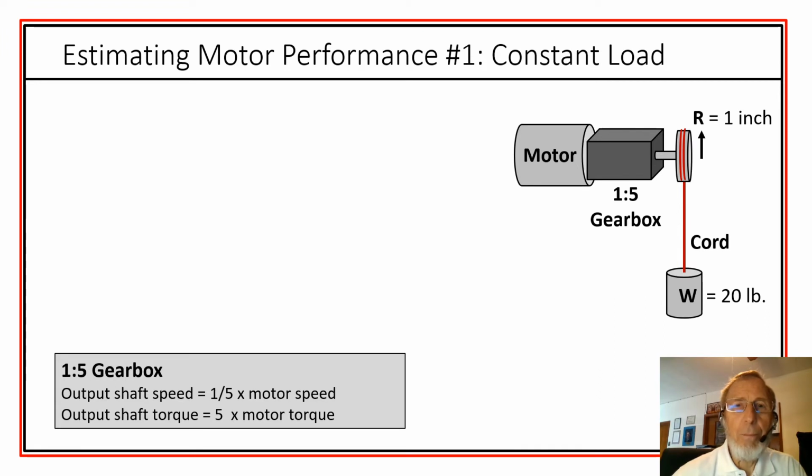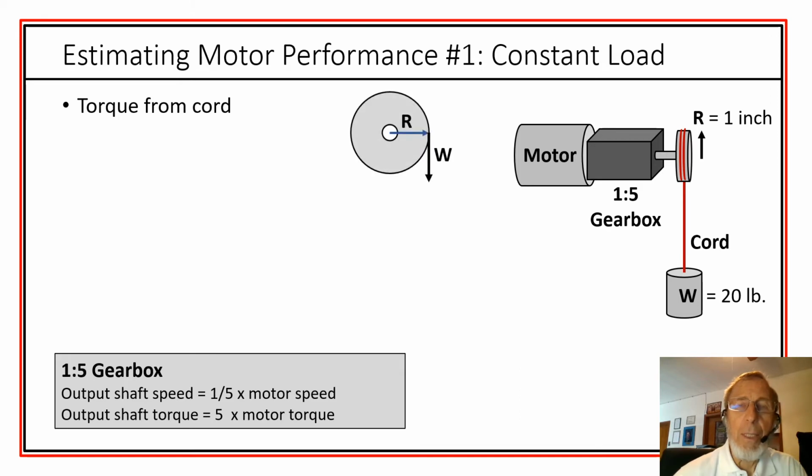Let's now apply motor performance to a case where we have a constant load applied to this motor. We have a motor here acting through a gearbox, turning a wheel, and we have a cord wrapped around this wheel, so that as the motor turns the shaft on the gearbox, the cord is gathered on this wheel to lift the weight. We have a certain torque acting in this situation. So what is the torque from the cord, that weight pulling on the cord?